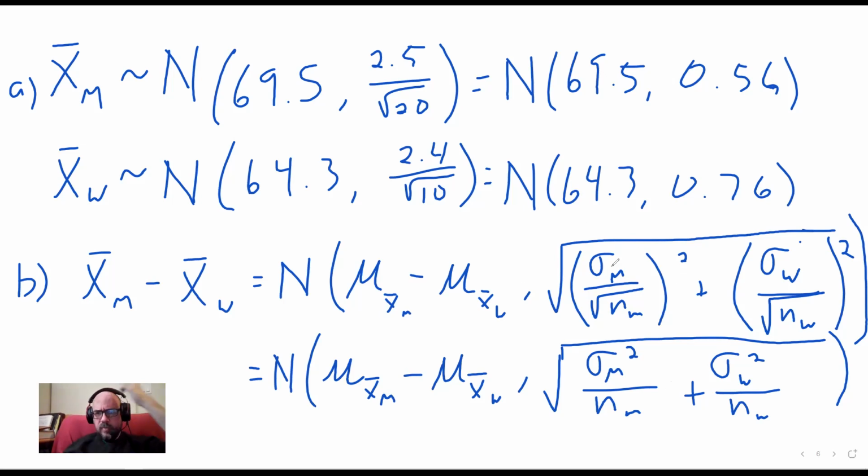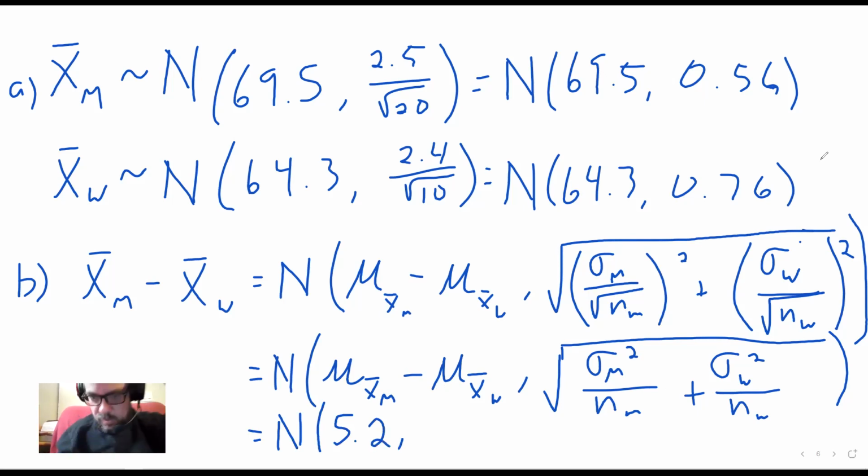So this sigma M over square root n sub M was 0.56. And we're going to square that. So this first bit is easy, right? This is the same thing as it was before. Mu sub X M bar is the same thing as mu sub M, and mu sub X W bar is the same thing as mu sub W. The central limit theorem tells us that. So this number is still 5.2. And then this square rooted thing over here, I'm just going to go over to the calculator and find that. It's just going to be 0.56 squared plus 0.76 squared, all square rooted. So let's go do that.